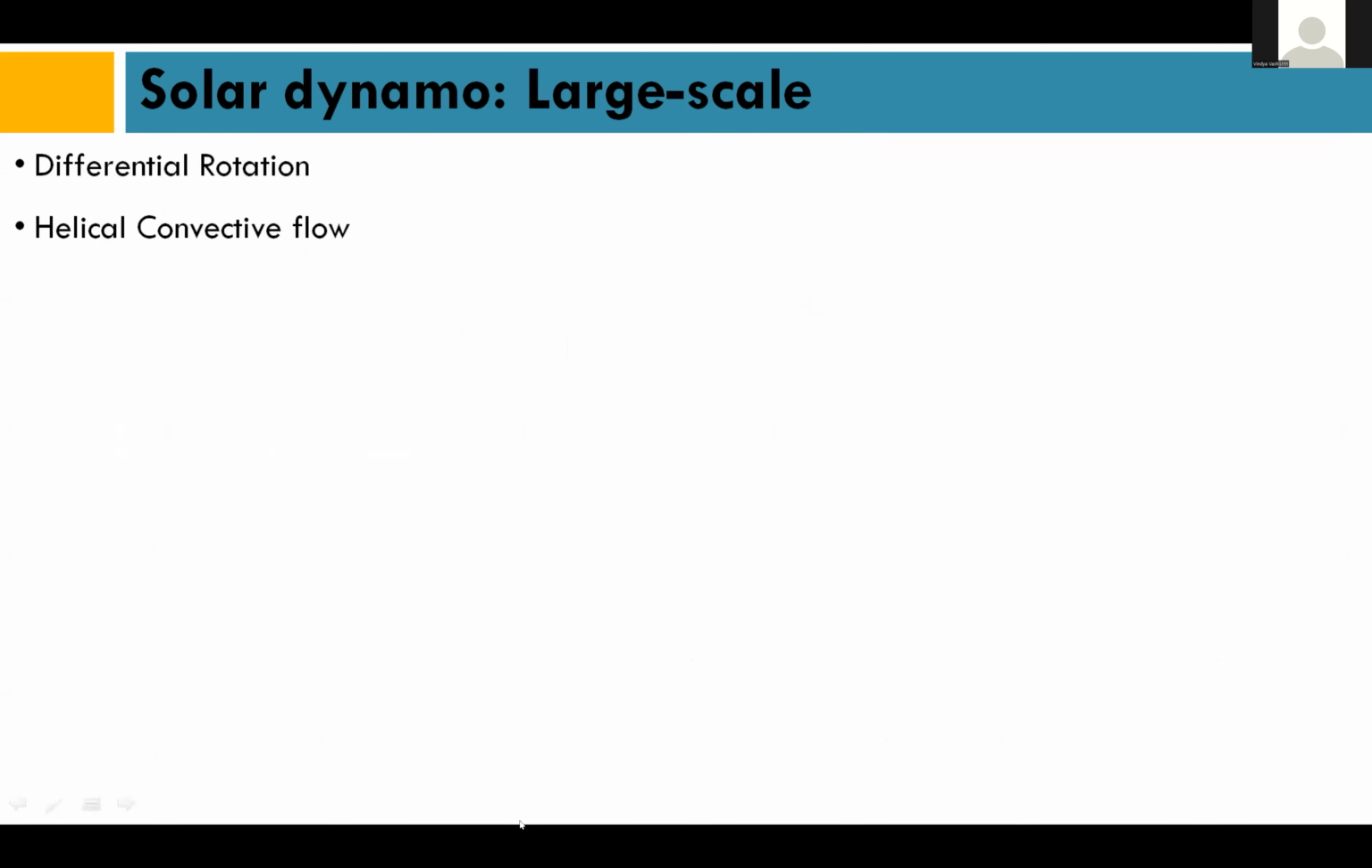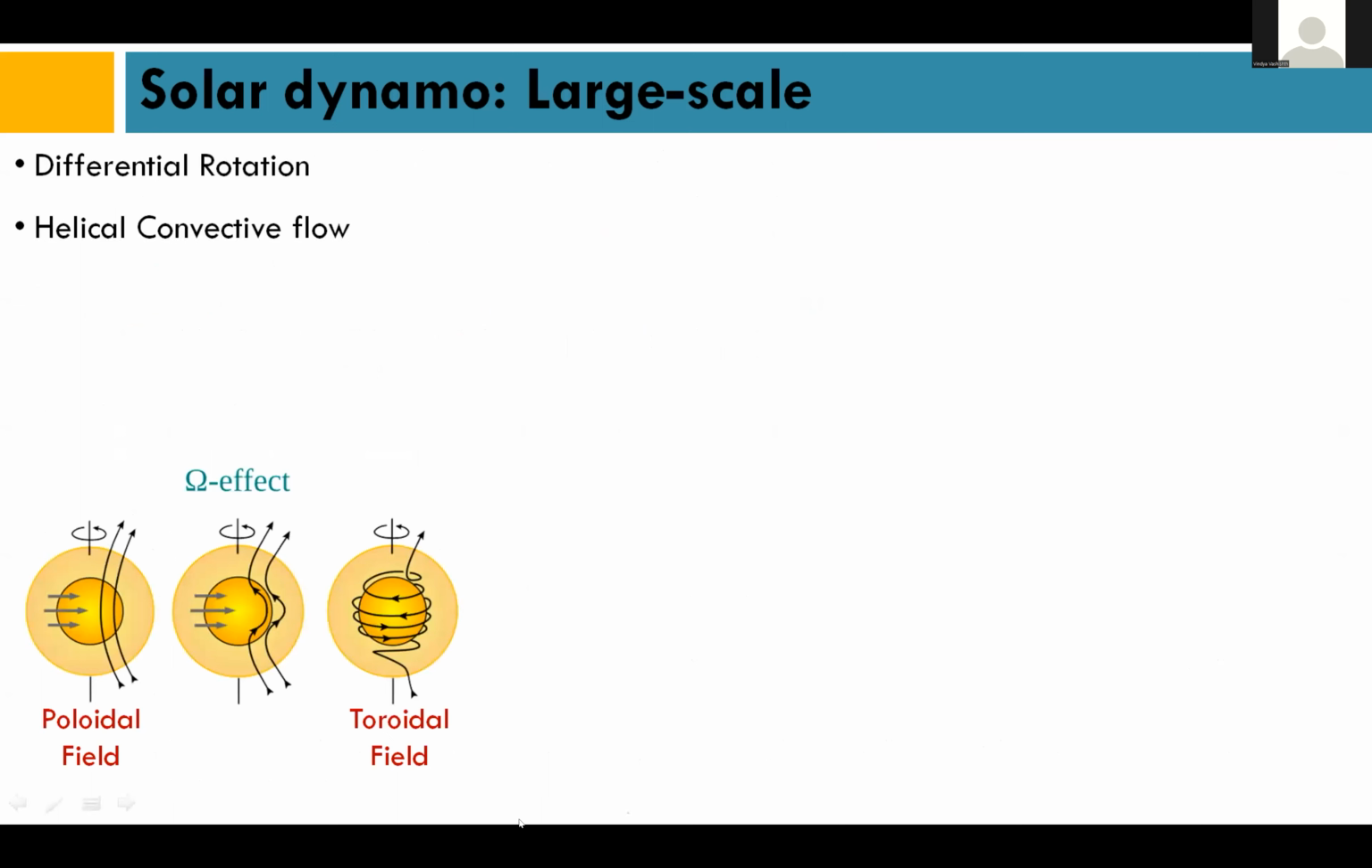Now, in this dynamo, there are two important parameters, namely differential rotation and the helical convective flow. First of all, I'll explain the differential rotation. Due to the differential rotation of the sun, the poloidal field gets stretched in the toroidal direction, or we can say azimuthal or the phi direction, and hence gives rise to the toroidal field. This process is the omega effect.